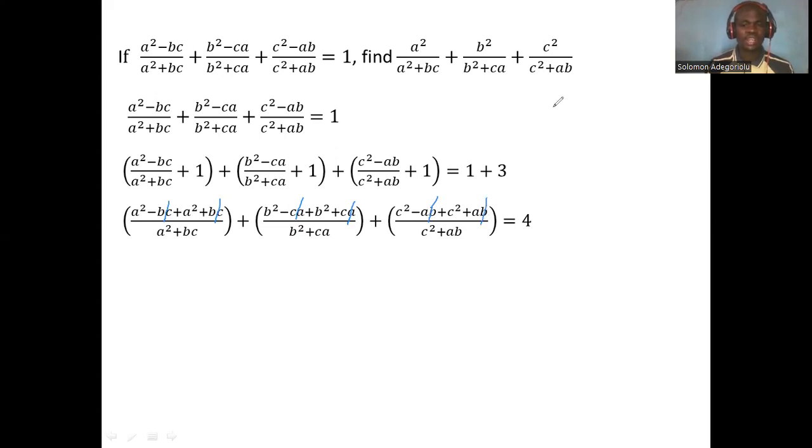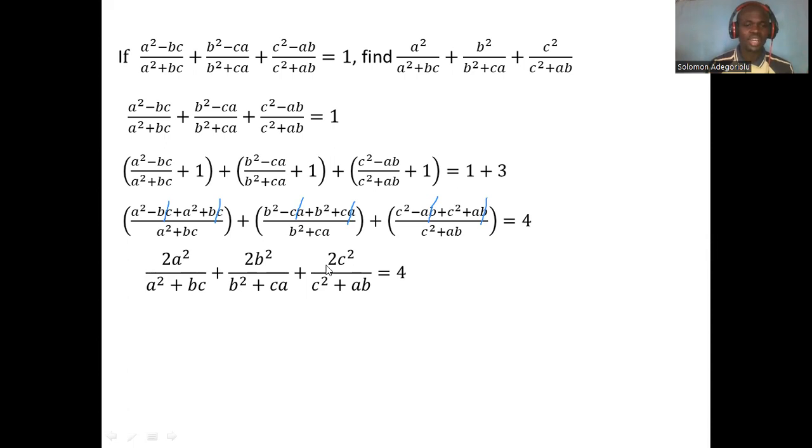So from what we have now, we're left with a² + a² over a² + bc, here b² + b² over b² + ca, and here we have c² + c² over c² + ab. Taking a look at it critically, we're going to have 2a²/(a² + bc) + 2b²/(b² + ca) + 2c²/(c² + ab), which is equal to what? 4.